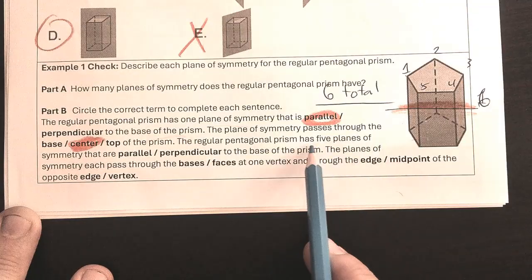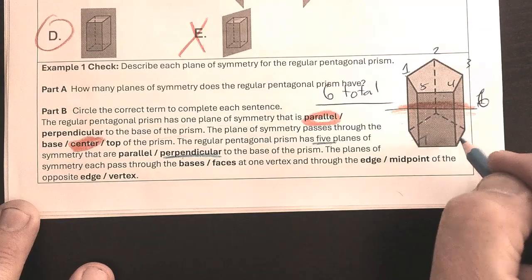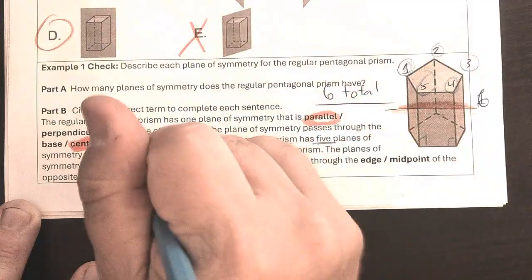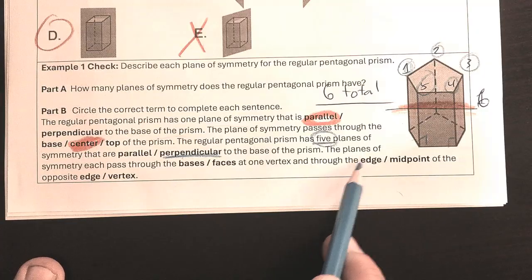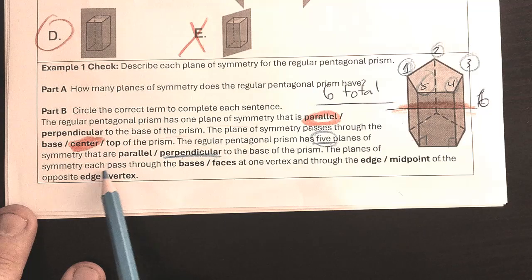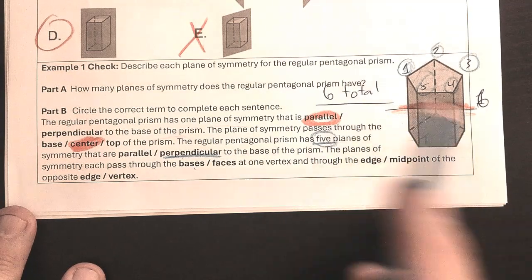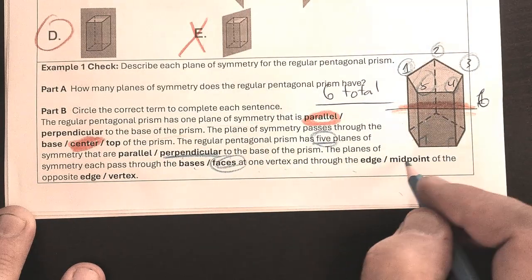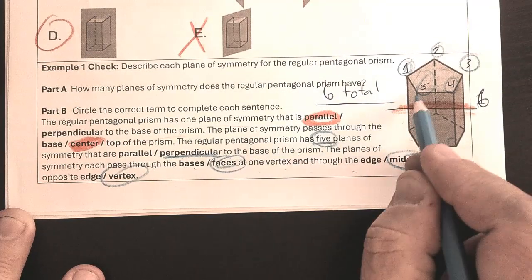All right, and then it also has 5 that are perpendicular because they go here and they make 90-degree angles. This one, this one, this one, this one, this one. So what they say? They said 5. They're perpendicular because they make a right triangle with the ground. And the planes of symmetry pass through the faces. The face is what you see. One vertex through the midpoint of the opposite side. So here, from here to here.